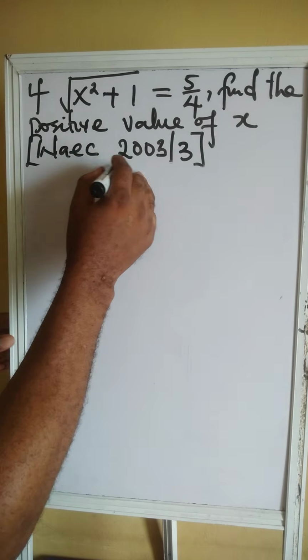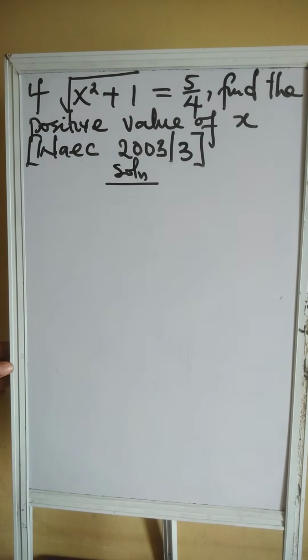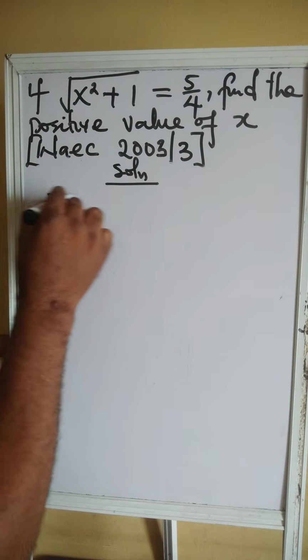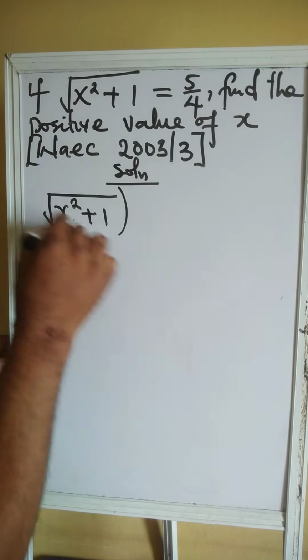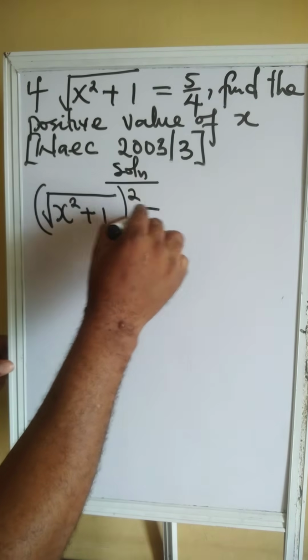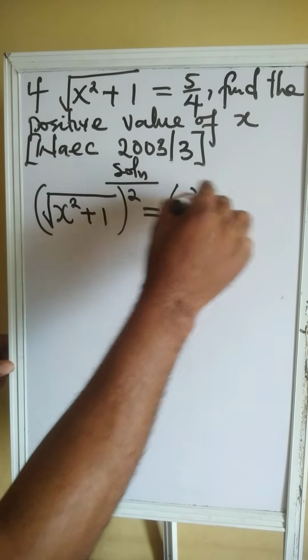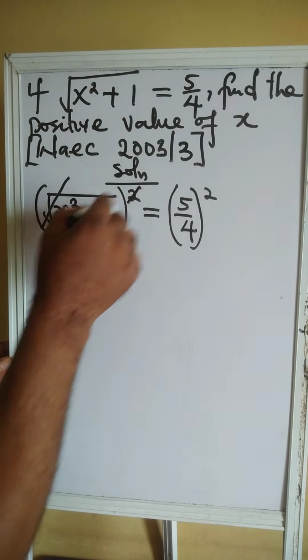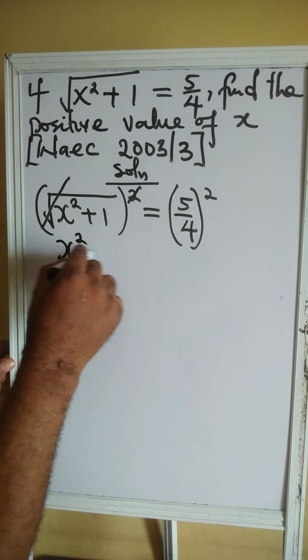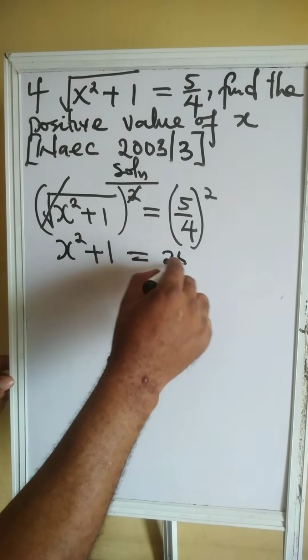Now the first thing you are going to do is to introduce the solution. Now this is a square root, so what do you do? You square both sides. Squaring both sides, I have the square root of x squared plus 1, all squared, and to the right also 5/4, all squared. The essence of squaring both sides is to remove the square root on the left hand side. Now this square root cancels the power, and I'm left with x squared plus 1.